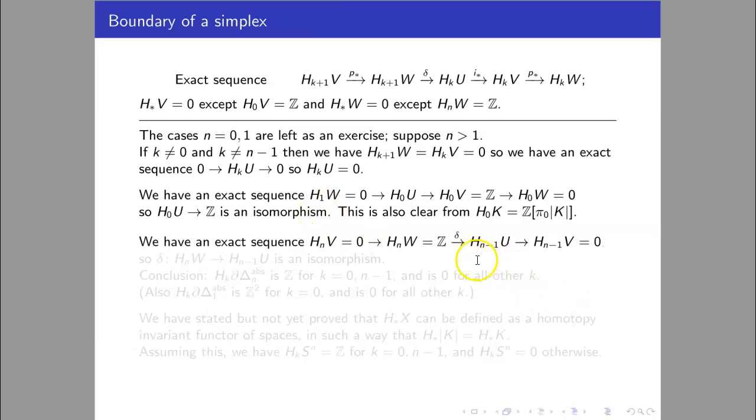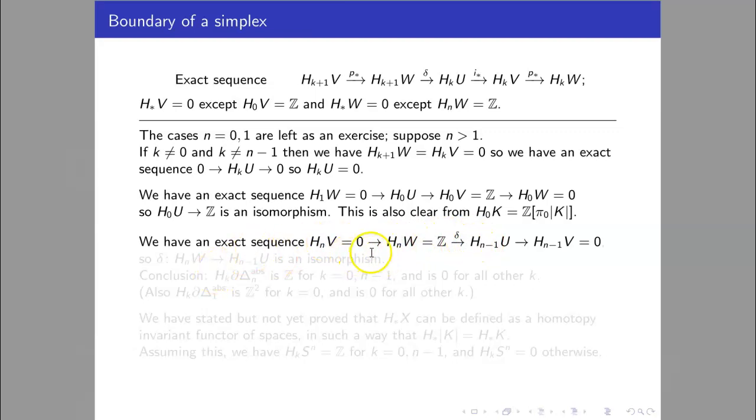Then we wanted to know about this other possible exception, the k equals n minus 1 case. So we're looking here at Hn minus 1 of U. That fits in the exact sequence HnV, HnW, and then the connecting map delta that shifts the dimension down and gets Hn minus 1 U, Hn minus 1 V. Again, V only has homology in degree 0, so this Hn minus 1 V is going to be the 0 group, and this HnV here also is going to be the 0 group. And then we've got this HnW, which we said was Z, and then we've got this delta.